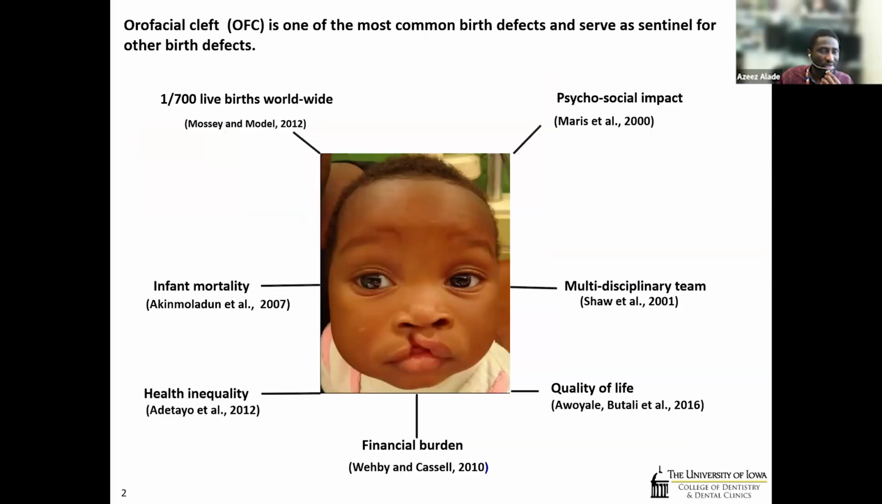So again, just to give us a little bit of introduction, we know that orofacial cleft is one of the most common birth defects. And all these things that I'm showing on this slide is just to show us that this condition still remains a major public health problem. And as we can see, there is still infant mortality as a result of this orofacial cleft. And just like previous speakers have mentioned, there is a psychosocial impact to this, and there is a need for a multidisciplinary team, which is usually not available in most parts of Africa.